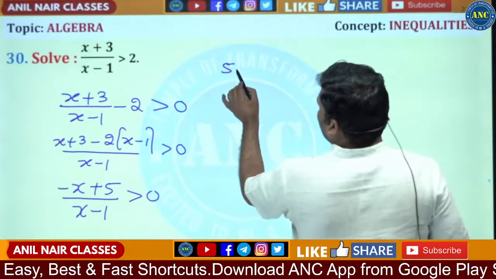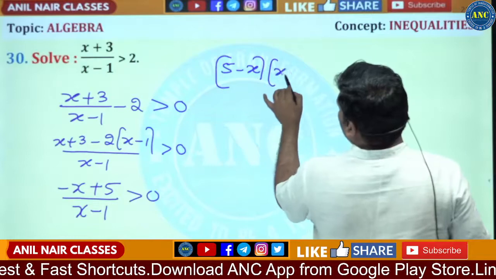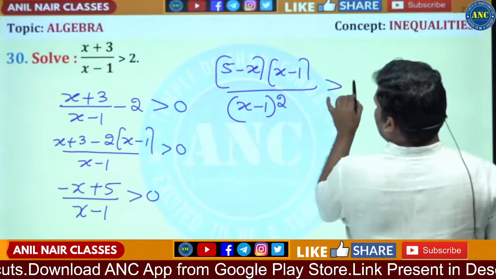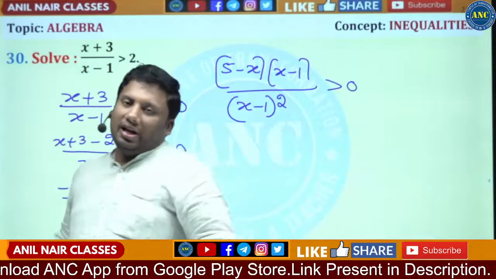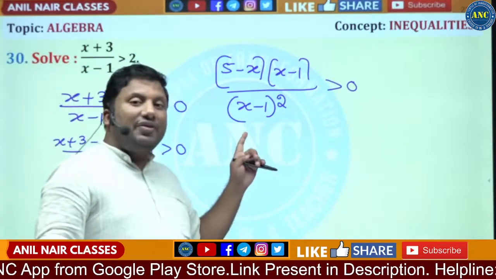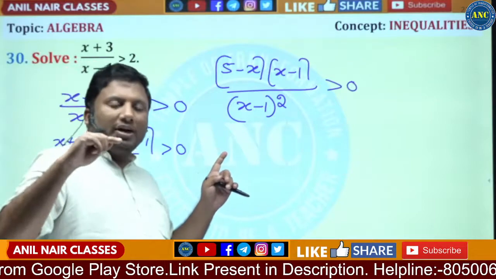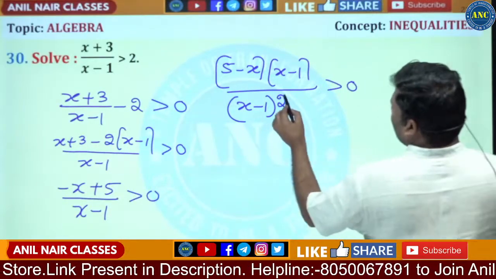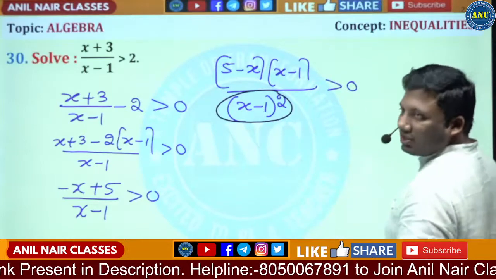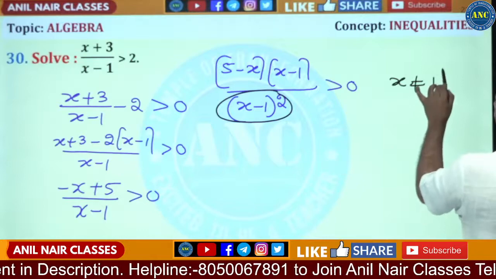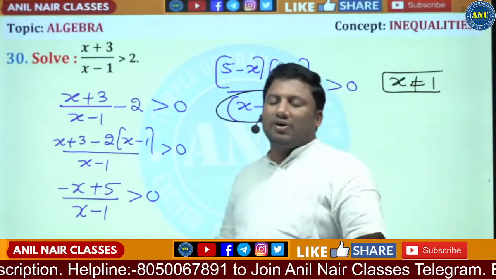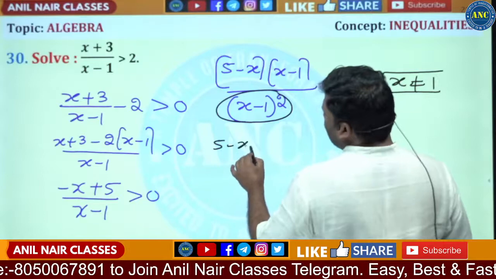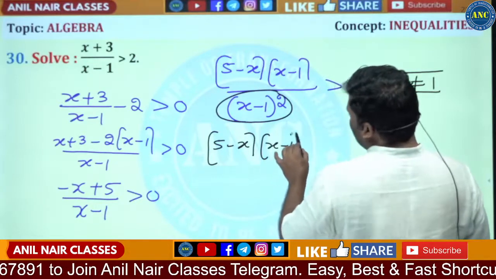Denominator make it positive. 5 minus x into multiply by x minus 1, divided by x minus 1 into x minus 1, x minus 1 whole square, greater than 0. Why are we multiplying numerator and denominator by x minus 1? Because whenever there is a rational function, I want numerator positive and denominator positive, or numerator negative and denominator negative. I am making the denominator positive by making it a square function. Square function is always greater than 0. x can never be equal to 1, because then 1 minus 1 becomes 0, and denominator 0 means the function is undefined. So the numerator will be 5 minus x into x minus 1, greater than 0.